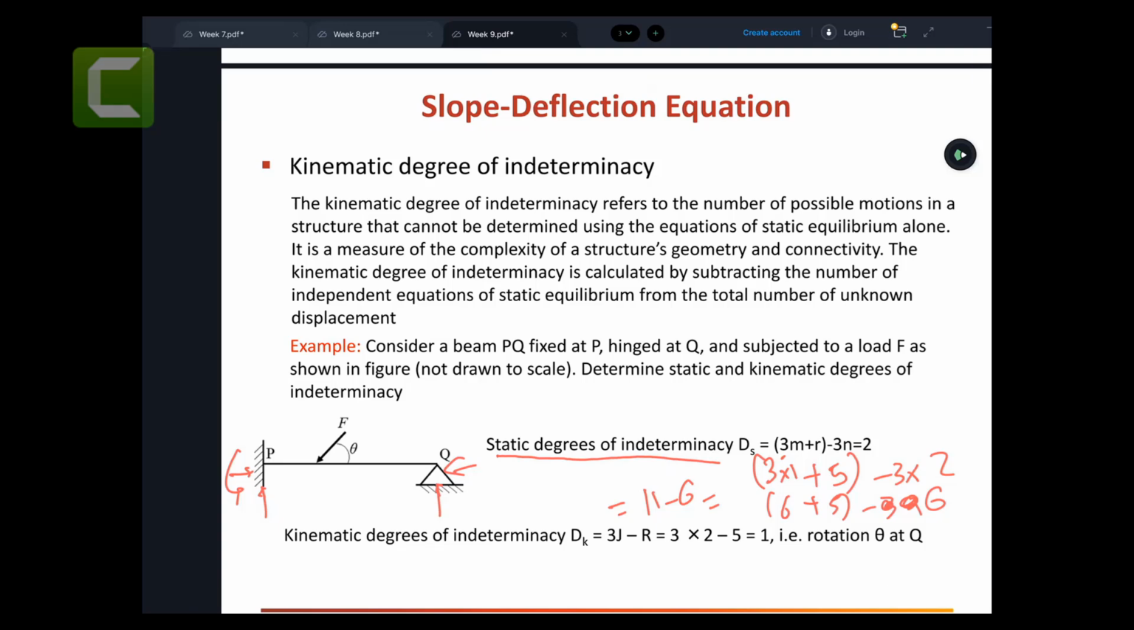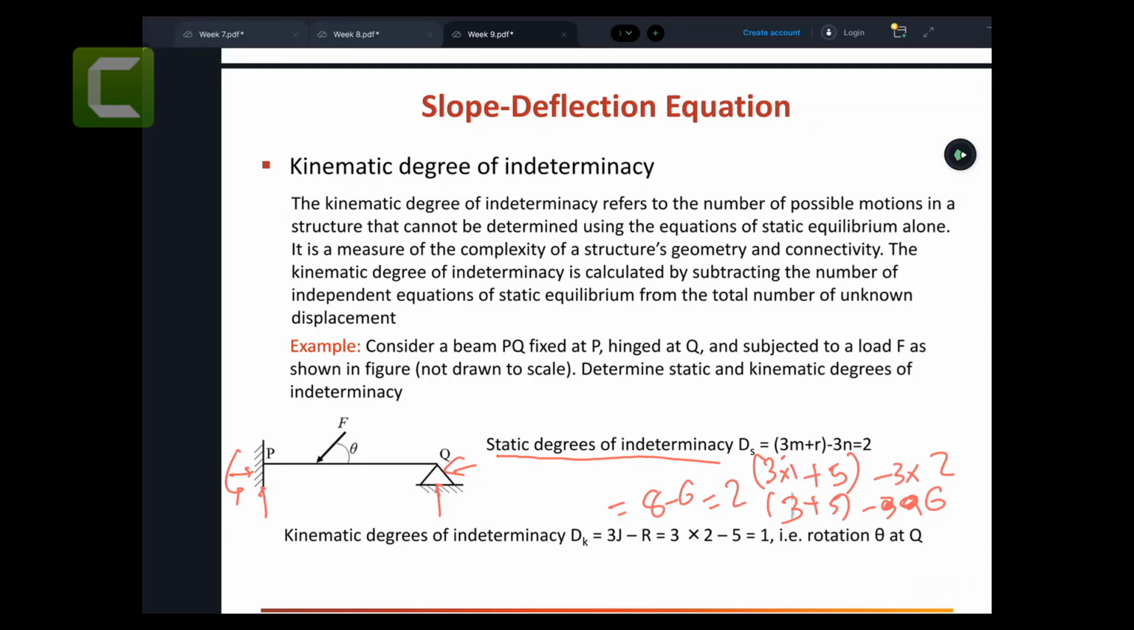Am I doing something wrong? 3 times the number of members, which is 1, so 3. How many reaction forces? 5 reaction forces minus 3 times the number of joints, which is 2. Sorry, this is not 6, but this would be 3. So 3 plus 5 is 8. 8 minus 6 is equal to 2.